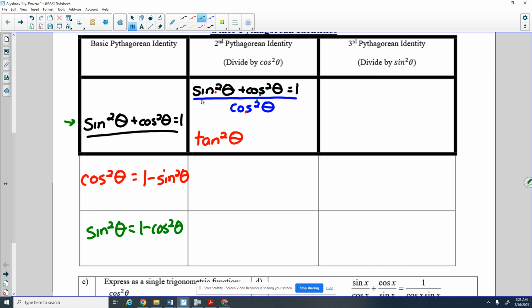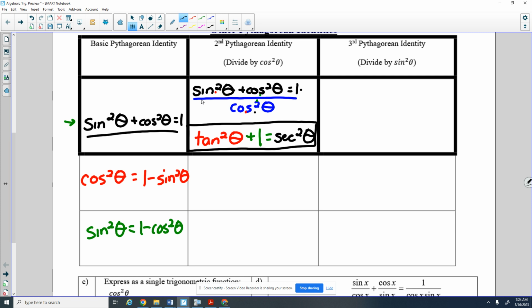Cosine squared over itself is 1. And then 1 divided by cosine squared theta is going to be secant squared theta. So this is just another equation that's true, and we call that the second Pythagorean identity. It has tangent and secant in it versus sine and cosine like the original.